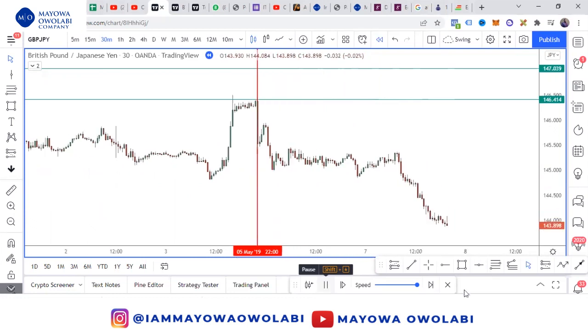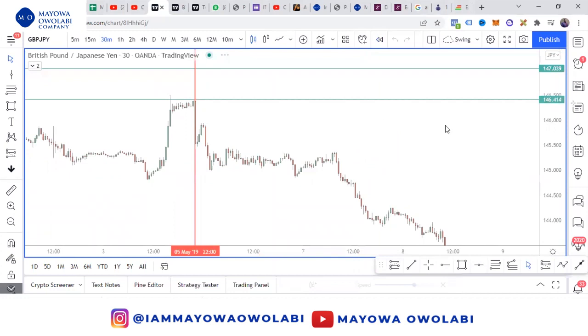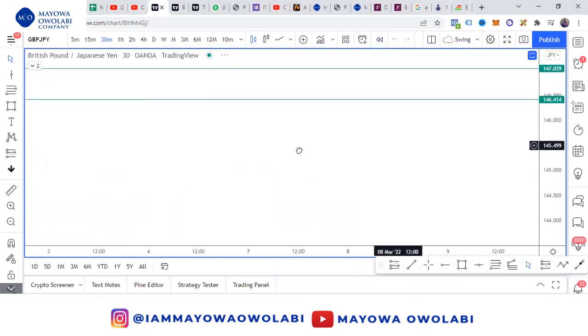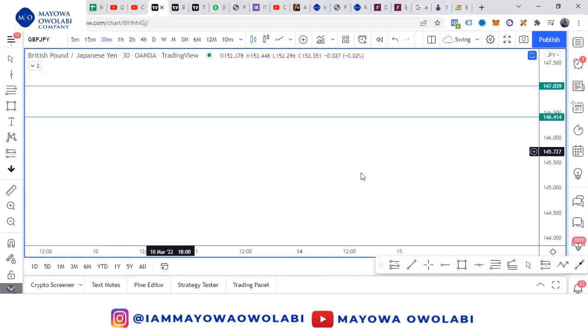you're good to go. So implement this, go to your chart, go and practice your supply and demand, and I'm sure this will help somebody out there.